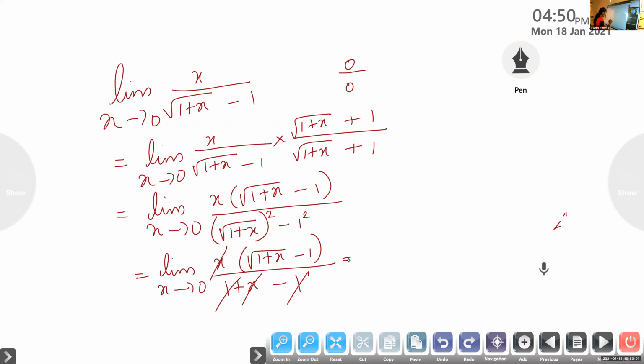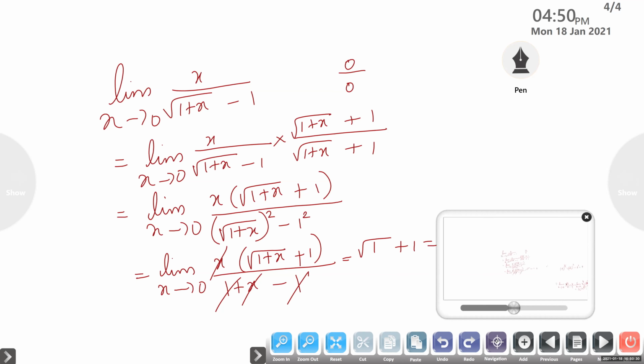When you put x is 0, how will you get 2? Here it is plus. So it is root 1 plus 1. Okay. So the answer is 2. Is it correct, Annette? All finished this one?